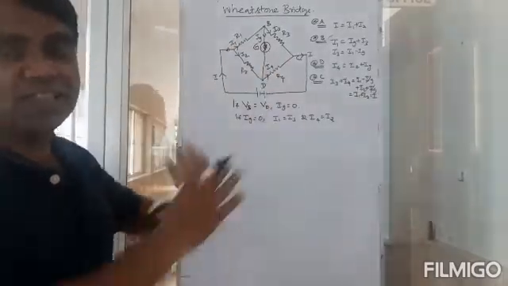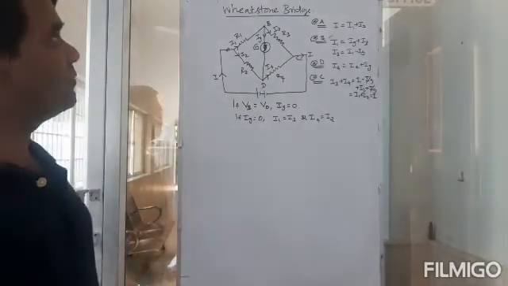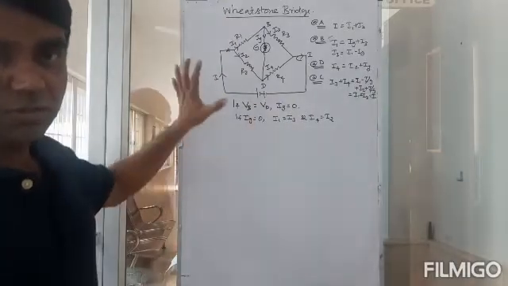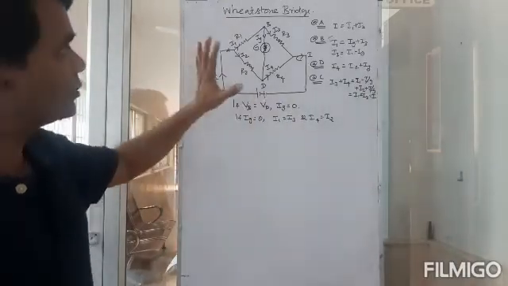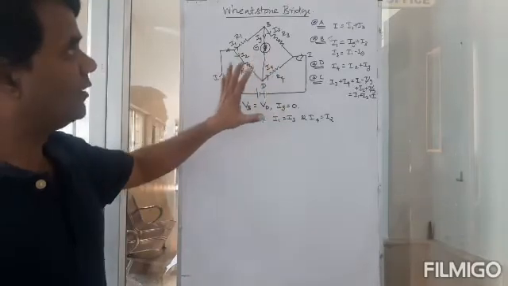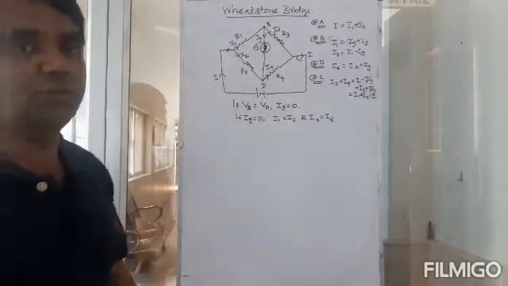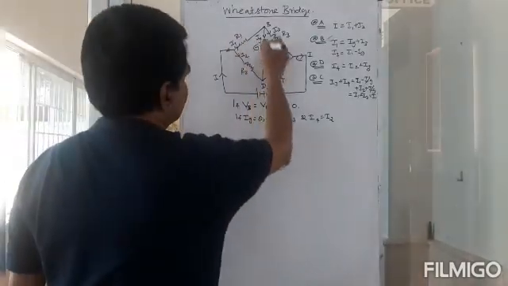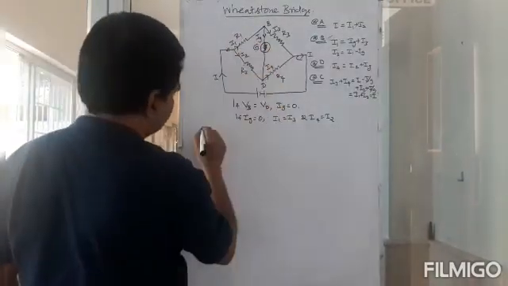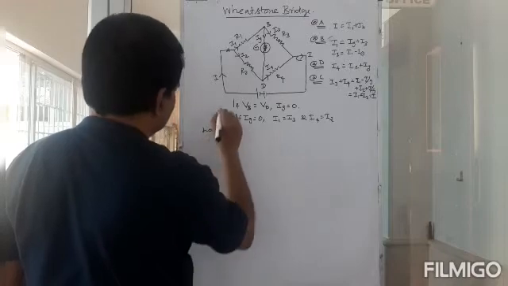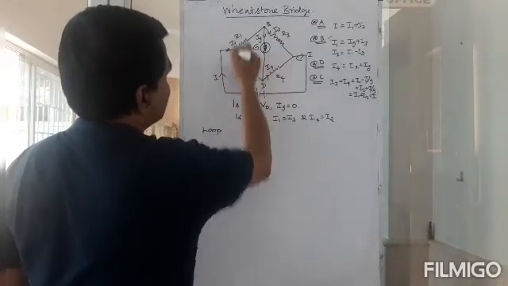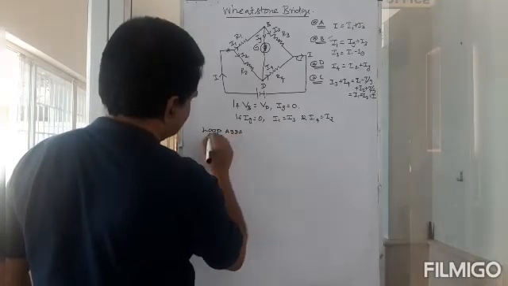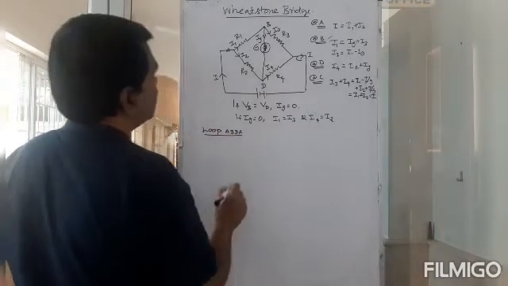Okay. Let's see what will happen first. Let me use Kirchhoff's voltage law to see what will happen when Ig is equal to 0. So let me take this loop, loop A, B, D, A. We take this loop.